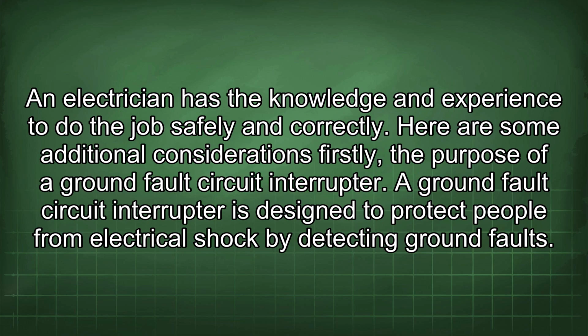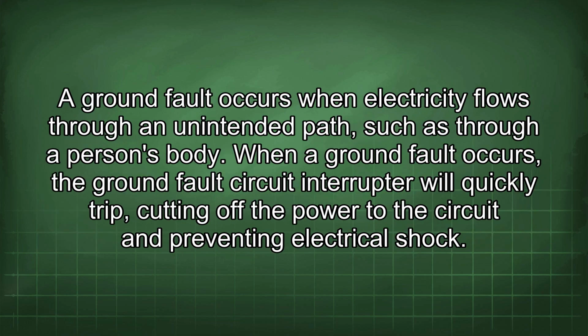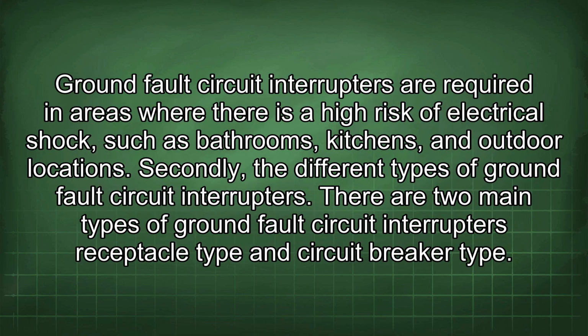A ground fault circuit interrupter is designed to protect people from electrical shock by detecting ground faults. A ground fault occurs when electricity flows through an unintended path, such as through a person's body. When a ground fault occurs, the ground fault circuit interrupter will quickly trip, cutting off the power to the circuit and preventing electrical shock. Ground fault circuit interrupters are required in areas where there is a high risk of electrical shock, such as bathrooms, kitchens, and outdoor locations.